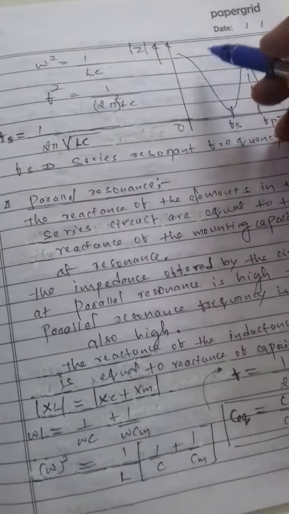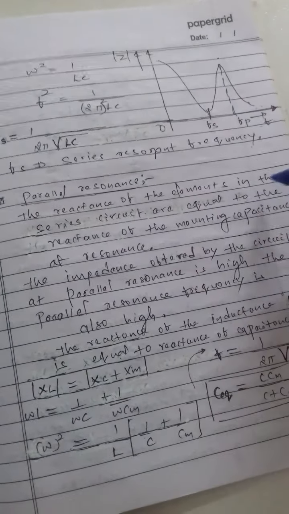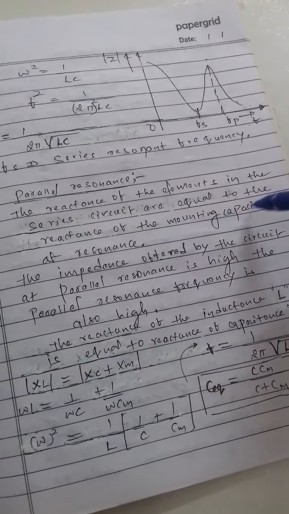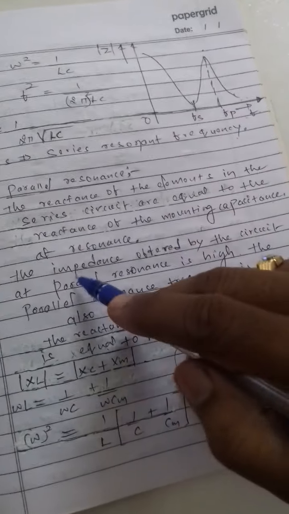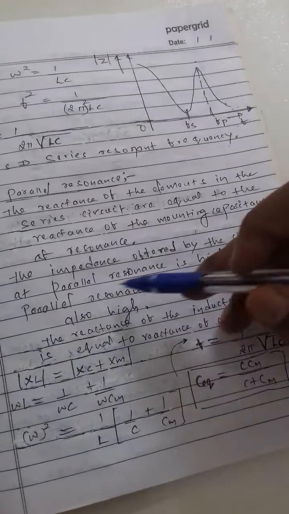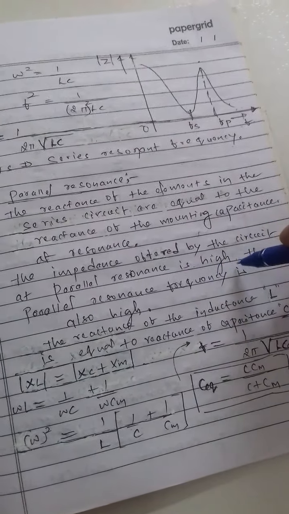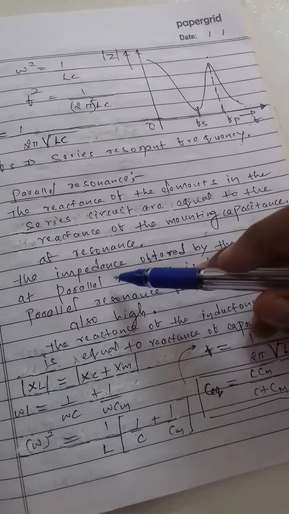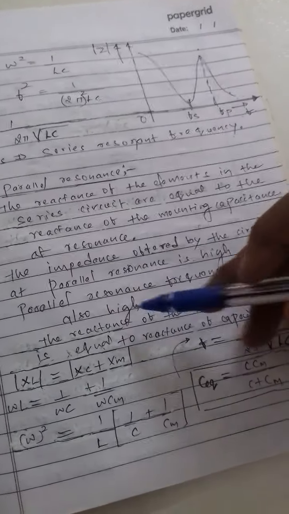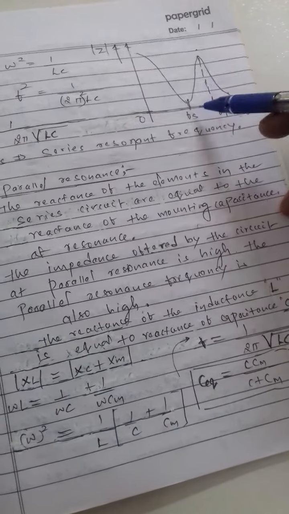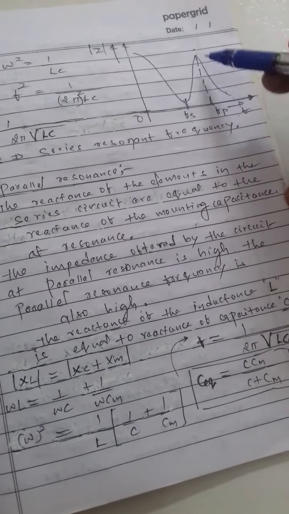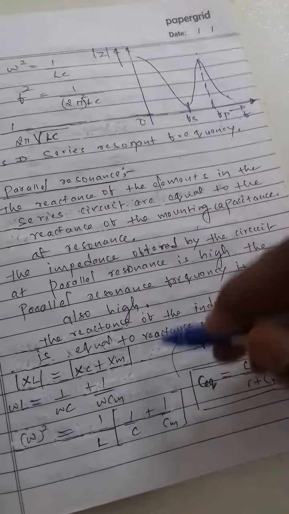The parallel resonance. The reactance of the elements in the series circuit is equal to the reactance of the mounting capacitance at resonance. The impedance offered by the circuit at parallel resonance is high, and the parallel resonance frequency is also high.